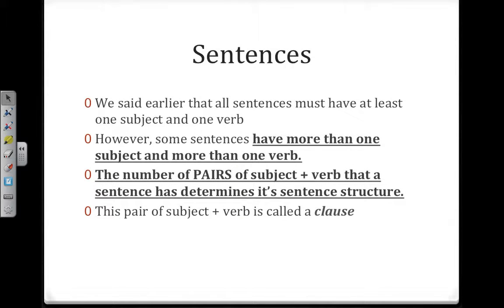So we're working on our LEQ: how does a reader differentiate between the different sentence structures? So far we've talked about subjects and verbs, which I said must exist in order for the sentence to exist. The trickier part is that sometimes sentences have more than one subject and more than one verb. When we have a subject and a verb, we pair those together, and those are called clauses. So again, a clause is a pair of a subject and a verb. The number of clauses that a sentence has, in addition to the type of clauses, will determine its structure.